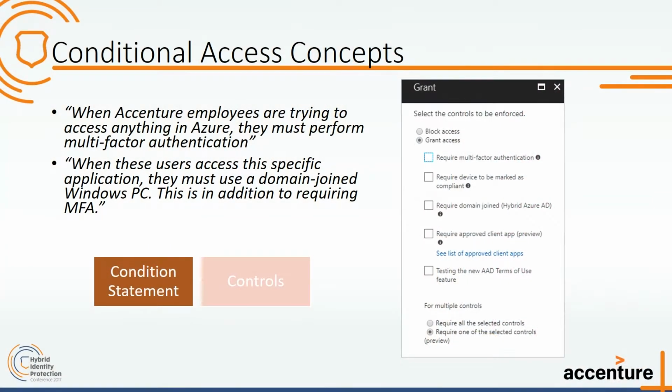So let me move on to the next bit and we'll dive in a little more. I think the most useful way to explain it is to just talk about some potential conditional questions, like what could you do with this? So I'm just going to read. When Accenture employees are trying to access anything in Azure, they must perform multi-factor authentication. That is an expression of a conditional access policy. It's one that we actually have deployed. Literally, all cloud apps require multi-factor authentication to get in for all users, all devices. And you can do that, but you can do a whole lot more than that.